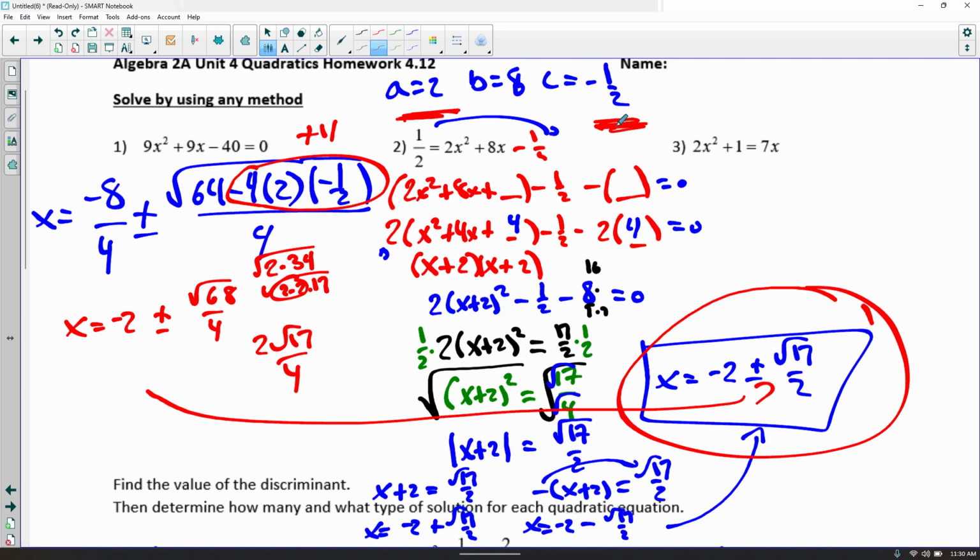So if it says any method, you can use any method, all right? If I ask you to solve it by completing the square, or if I ask you to solve it by factoring, you've got to use those techniques, okay?